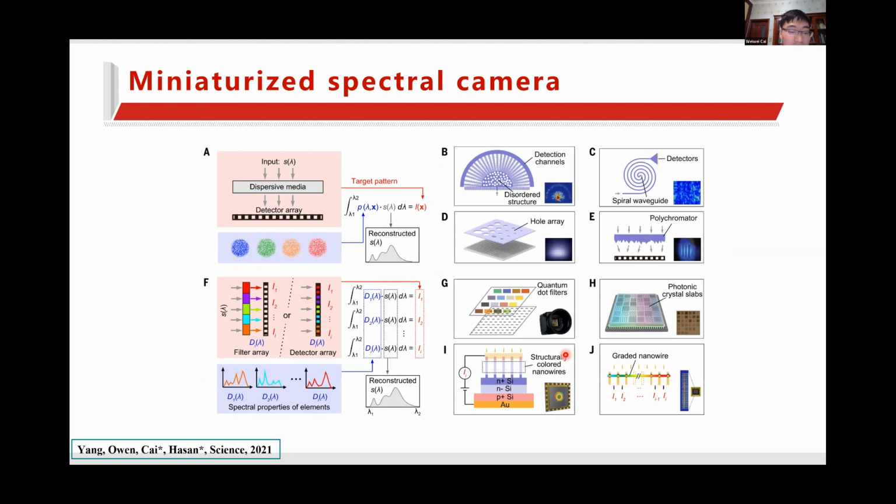And this is a review paper we published in Science, summarizing all these computational or reconstructive miniaturized spectrometers. The principle is very similar, but you are just using different types of materials.